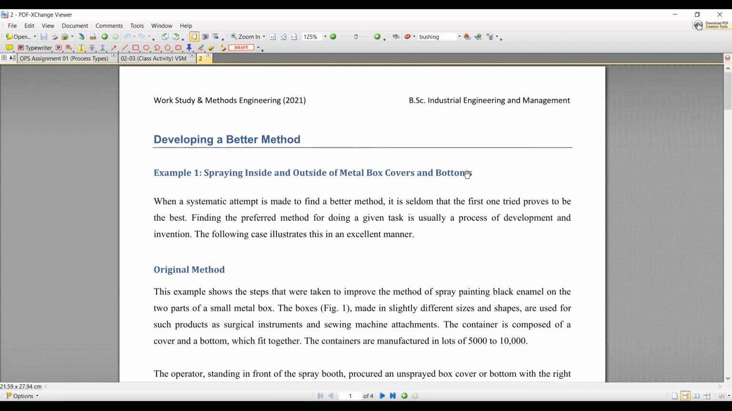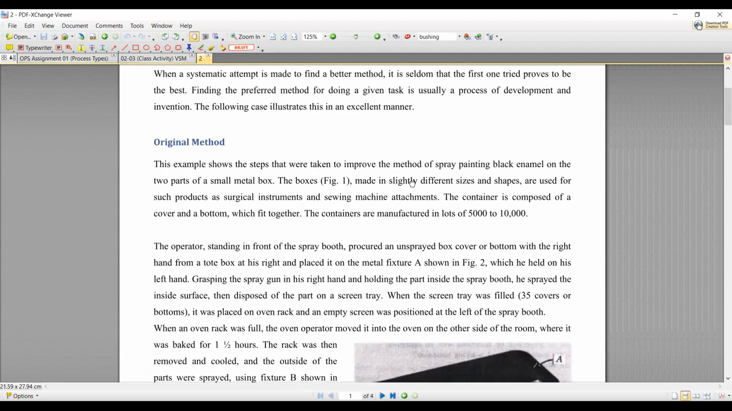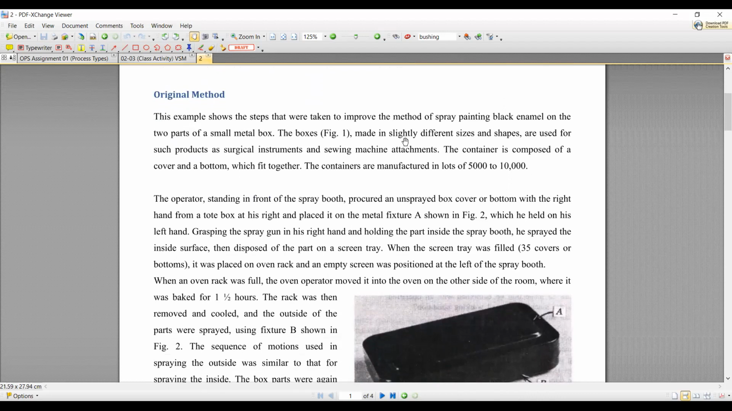So this is the case study: spraying inside and outside of a metal box covers and bottoms. When a systematic attempt is made to find a better method, it is seldom that the first one tried proves to be the best. Finding the preferred method for doing a given task is usually a process of development and invention. The following case illustrates this in an excellent manner. So please go through this. I have already provided you this in hard form.